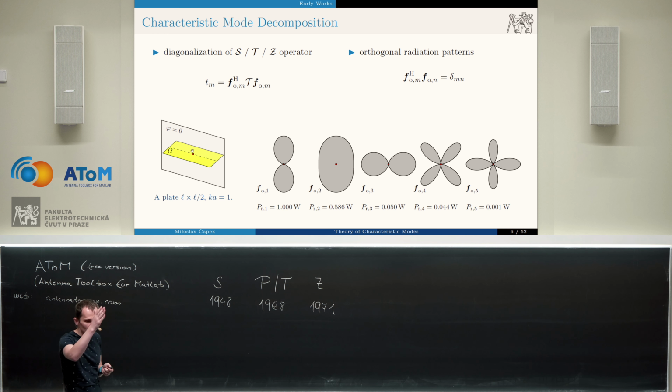And how can you recognize that? For example, focus on the third mode. If you look very closely, you realize that there is a loop with the current flowing around the perimeter of the rectangular plate, really creating a loop like this one. And we know from the theory that a loop typically has an inductive behavior.